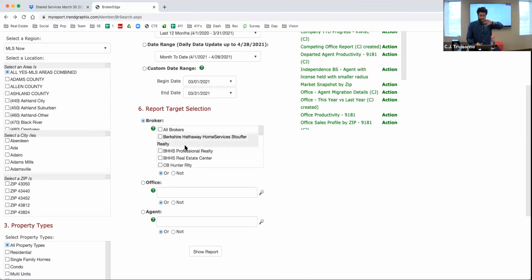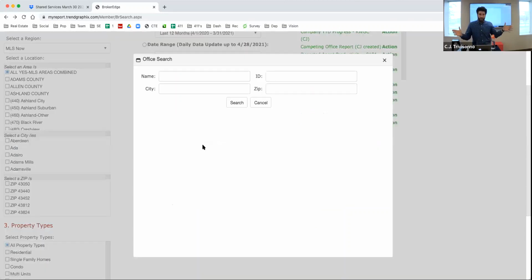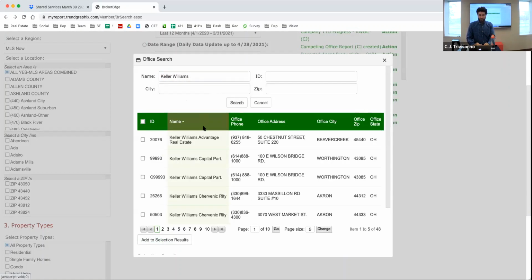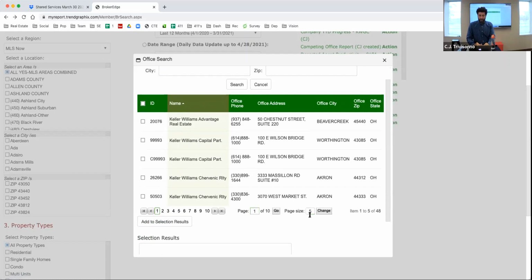I'm going to click out of all brokers. Here's how I do this. This is tedious, but it's to make sure you get everything, because not every broker is listed in there. It's kind of annoying, so I go into office. I type in Keller Williams, and then we search. We want to make sure we get every Keller Williams office there is in here.